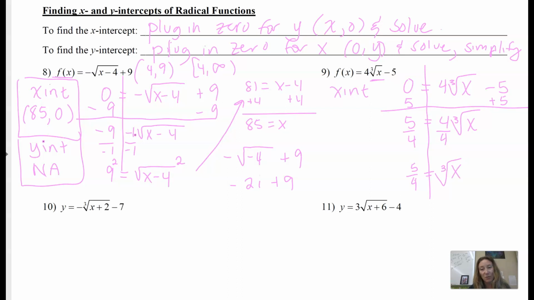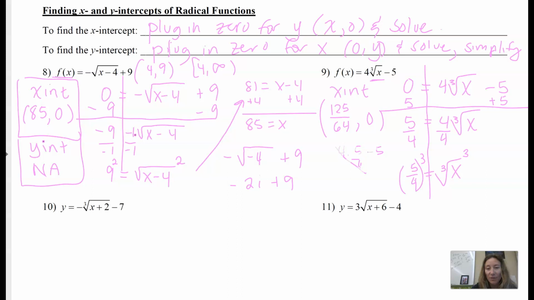So to get rid of cube root, we use cube power. In this case, I'm going to cube both the top and the bottom, and I'm going to get 125 over 64, comma 0. Checking to see that that works, the cube root of that would be 5 over 4. Multiplying that by 4, the 4's cancel, and I do minus 5, and yes, I get 0. 5 minus 5 is 0. Wonderful.